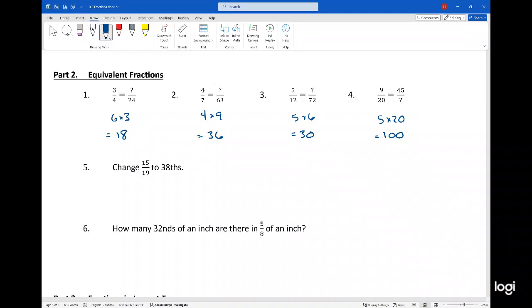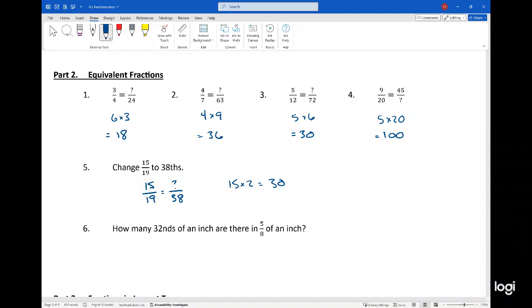Question 5. Change 15 out of 19 to 38ths. So 15 out of 19 equals some number of 38ths. Looks like I'm doubling the bottom to get from 19 to 38, so I'm going to double the top. 15 times 2 is 30.